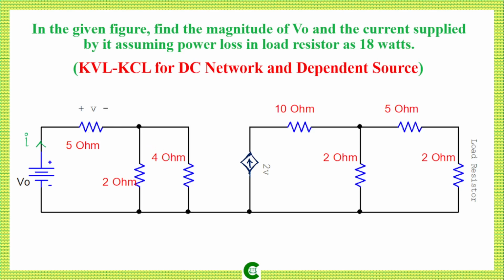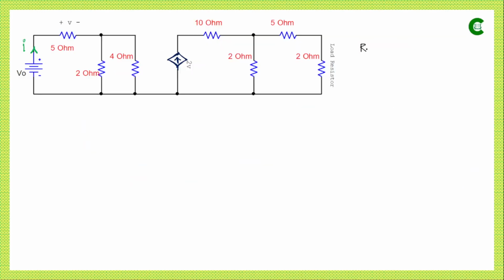Here we have a parallel branch of two resistors having values 2 ohm and 4 ohm. So first we need to simplify this parallel branch and find the equivalent resistance value. If the equivalent resistance value is R_eq, then it will be 2 multiplied by 4 divided by 2 plus 4 ohm. So now instead of these two parallel resistors, we can imagine a single resistor having value 4 by 3 ohm.